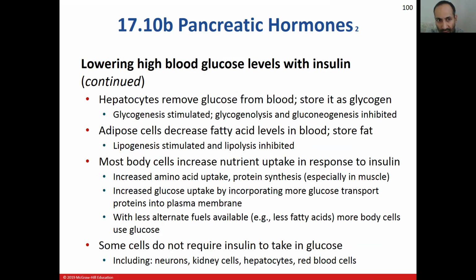What else does insulin do? Insulin does all of this. In the liver, insulin stimulates glycogenesis. In other words, taking sugar from all over the system and depositing it in your liver and muscle as glycogen. Glycogenolysis and gluconeogenesis are inhibited. So making of sugar, turning glycogen into sugar, or making sugar from non-sugary foods, that's inhibited. It's trying to bring the sugar down. What happens in your fat cells or adipose cells? Lipogenesis is stimulated, so you deposit fat when you have this.